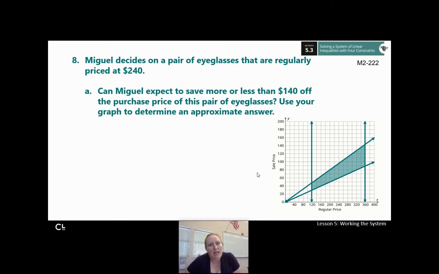Part A, can Miguel expect to save more or less than $140 off the purchase price of this pair of eyeglasses? And again, you can totally use your graph to help you determine an approximate answer. And part B says to use algebra to determine the greatest amount of money Miguel can save by purchasing eyeglasses that are regularly priced at $240. So use the graph for part A, but use some actual algebra and do some actual math for part B. Go ahead and hit pause to work these out and then hit play when you're ready to check your work.